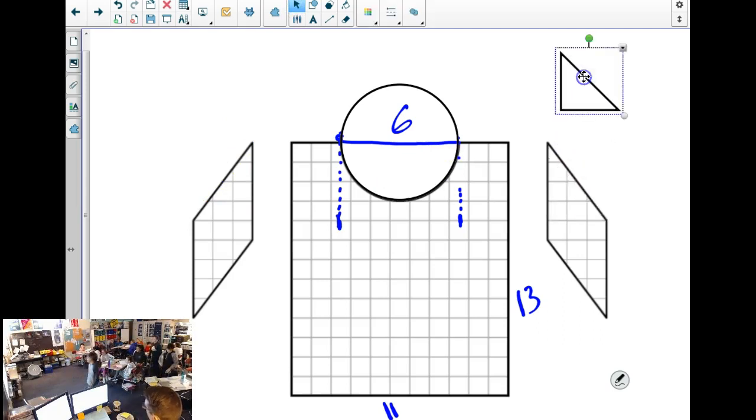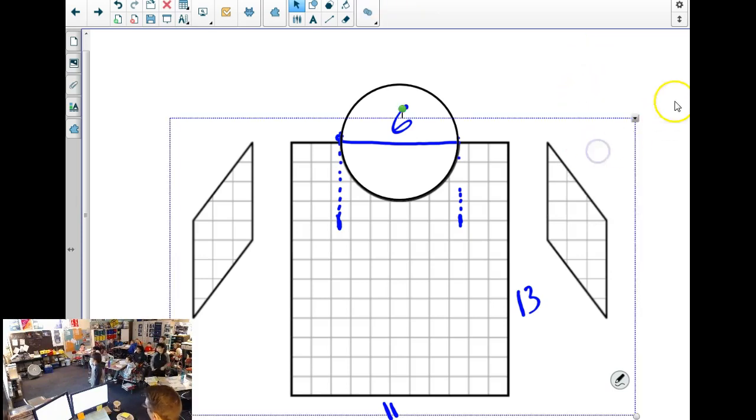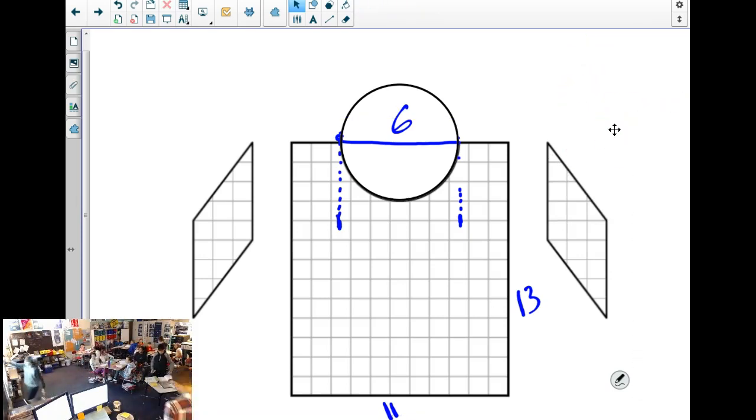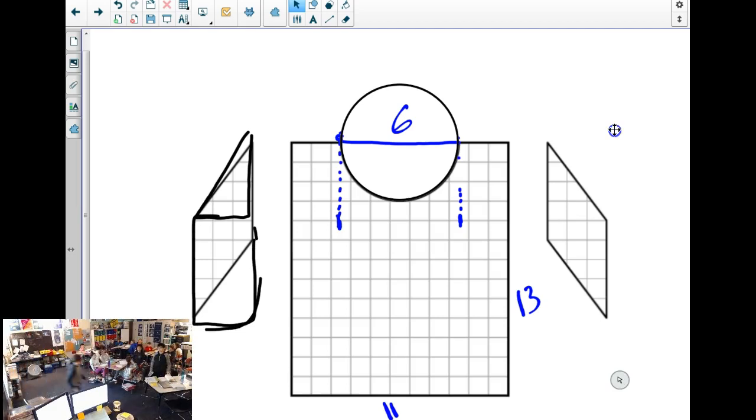Okay, so CPM apparently didn't make that image correctly. Go ahead, Mike, you give it a shot. If you take that, you can put it right here, and then 5 by 3. So, guys, a parallelogram.